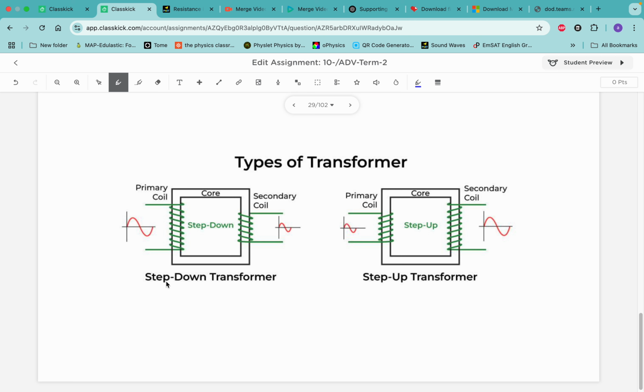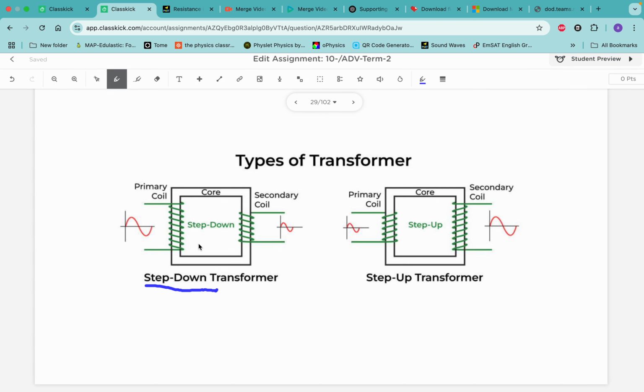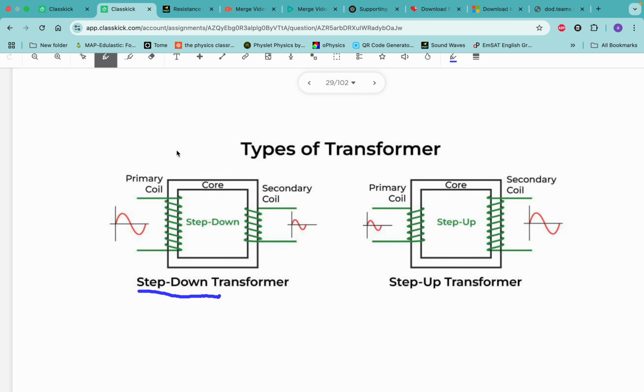One of them is known as a step down transformer. Step down, as we can notice here. This will help electricity or voltage to be decreased. So it will start with a high voltage, then it will be decreased. Of course, if we compare both sides, we find that the number of coils in the primary is more than the number of coils in the secondary.